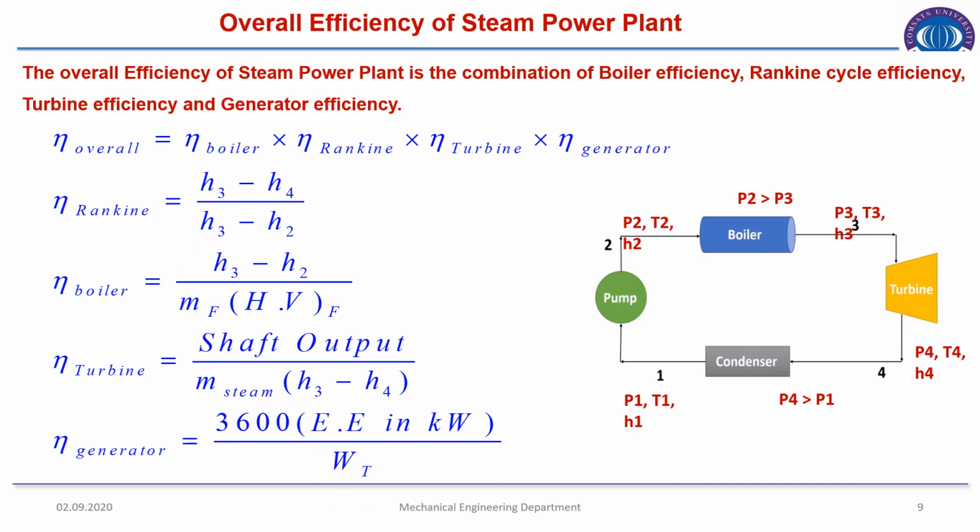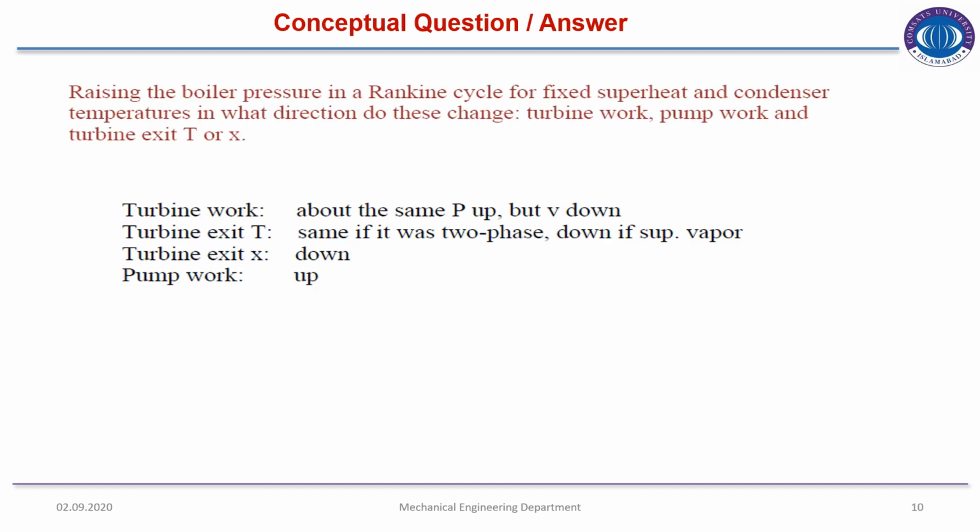So these are the simple relations. You will be given the value of these. You will find the efficiency of individual components: Rankine cycle, boiler, turbine, and generator. Then after calculating their individual efficiencies, you will be able to calculate the overall efficiency.